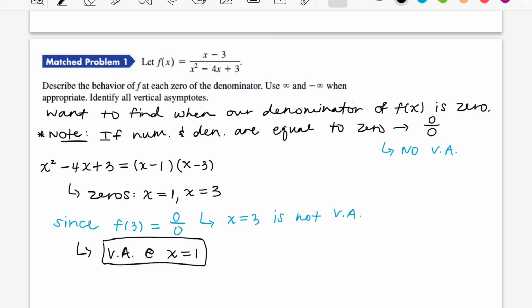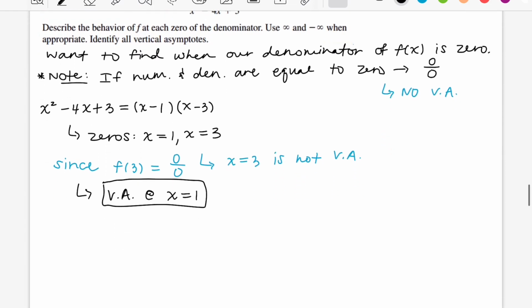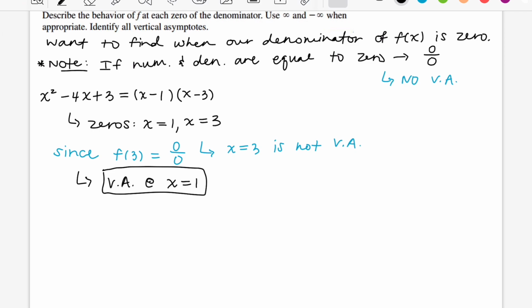Okay, so we found our vertical asymptote, and we also want to describe the behavior of our function at these zeros and figure out what's happening as we approach our vertical asymptote from the left and from the right. So what I'm going to do is make a table how we did in the first example and see what happens when we approach our vertical asymptote 1 from the right.